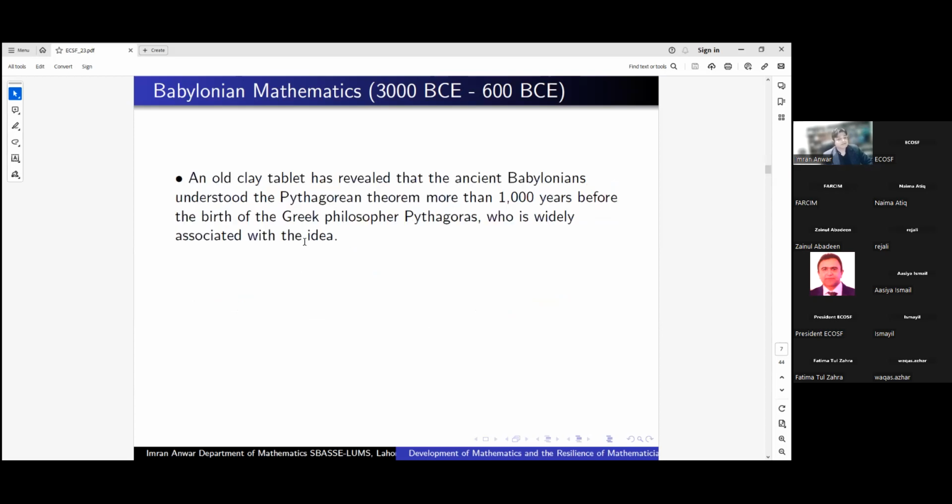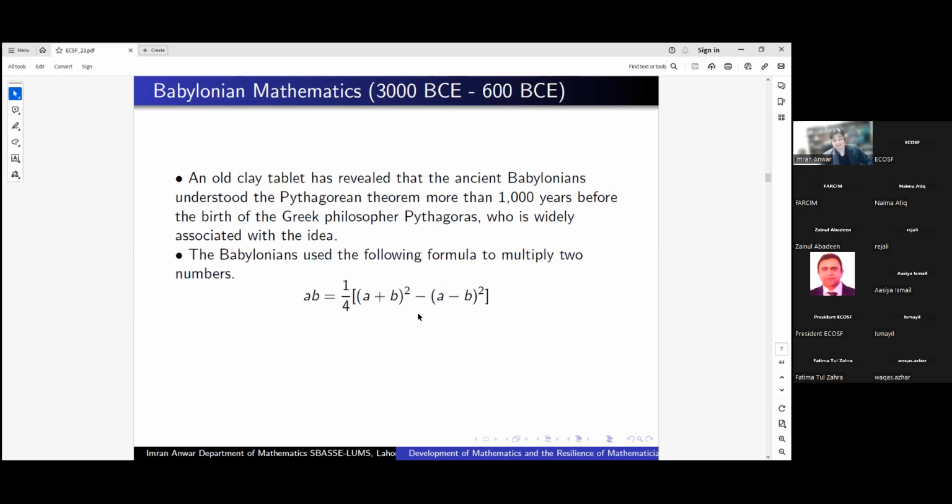And an old clay tablet also revealed that even Babylonians, 1000 years before Pythagoras, were familiar with the Pythagorean theorem, which is usually coined after Pythagoras. And they used to multiply in this particular way. So this is the Babylonian way of multiplying.